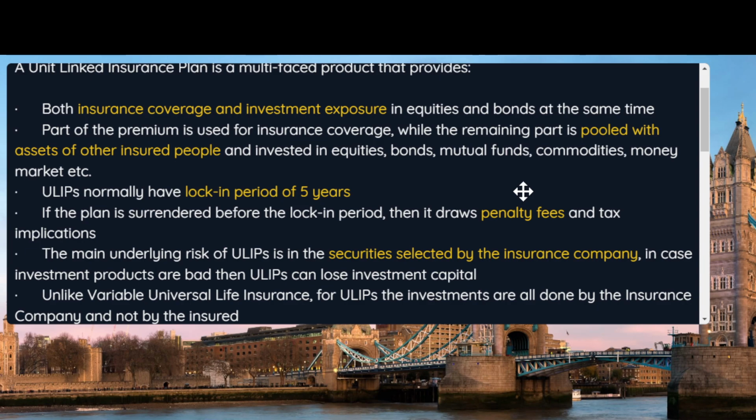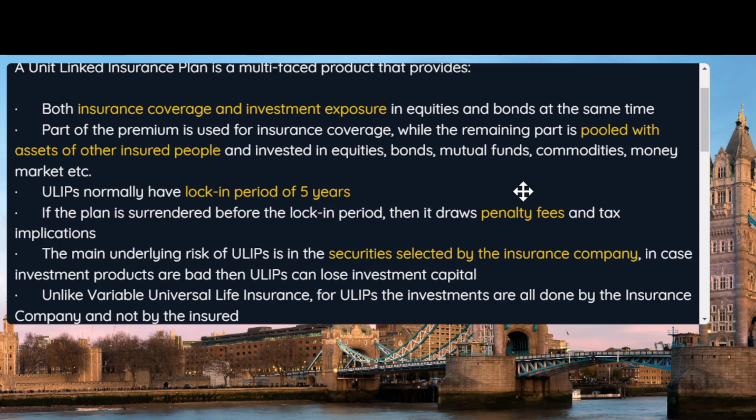So if the plan is surrendered before the lock-in period, what happens? You can do it, but you have to pay a certain amount of penalty fees, and also there is a tax implication to it. The main underlying risk of ULIP is basically the financial product in which the insurance company is investing your money. So in case the investment product does not do well, then ULIPs may end up losing your invested capital, right?